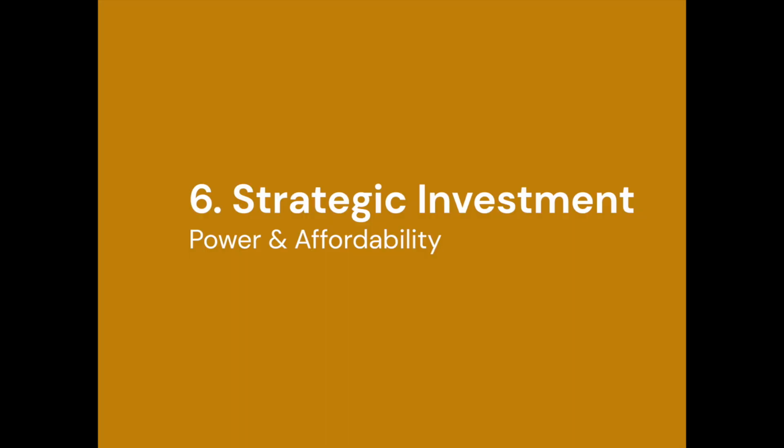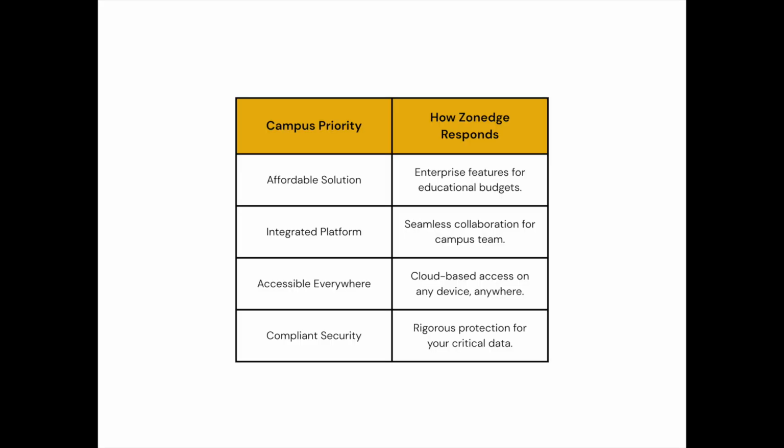Now, you might be thinking, okay, this sounds like a huge, expensive enterprise system. But Zonedge was actually built to be a strategic and affordable investment specifically for the education sector. Let's just break it down. You need a solution that fits your budget. Zonedge delivers enterprise-level features that are tailored for education budgets. You need an integrated platform so your teams can actually work together. That is its core design. You need to access it from anywhere on campus. It's cloud-based and mobile-ready. And of course, you need rock-solid security for your critical network data, and Zonedge provides it.